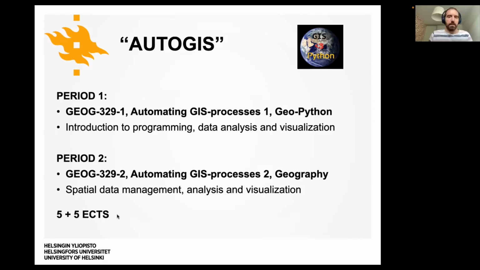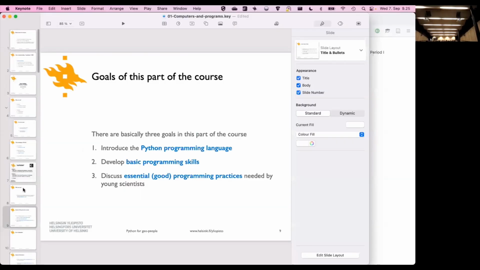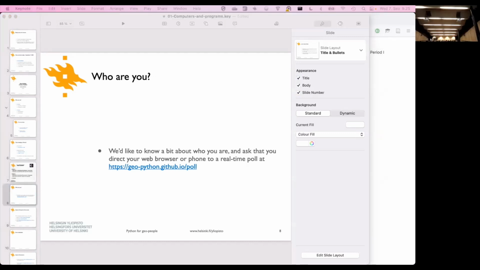Okay, so let's now get a little bit of a sense of who you are. And to do that, I'm going to have to get out of the slides here for just a second. There's this web page here, geopython.github.io/poll. And if you go to that page, you should see a question that is asking you which course you are enrolled in.